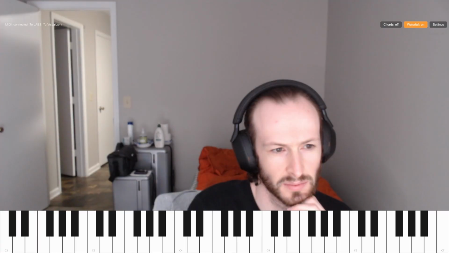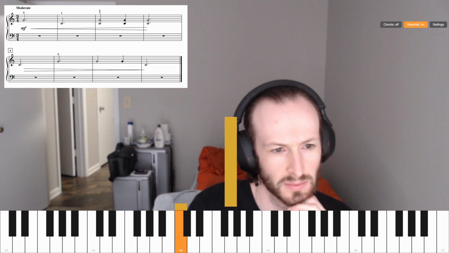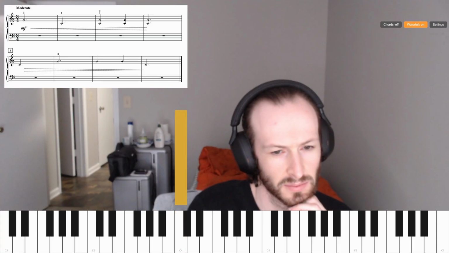Is that the first time that the book has had me play a chord? Because if so, that's cool. Now it's the G above middle C. I like that one. It was very pleasant.